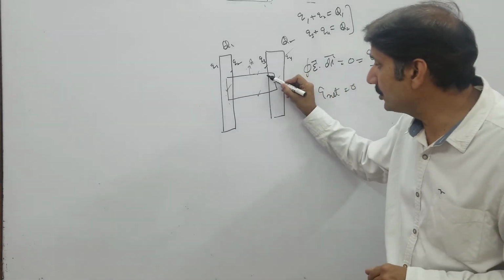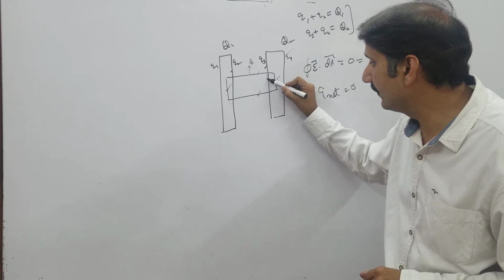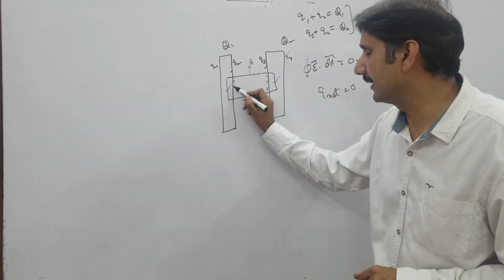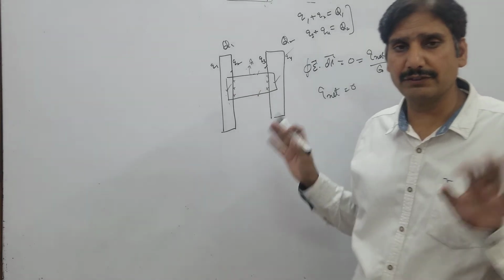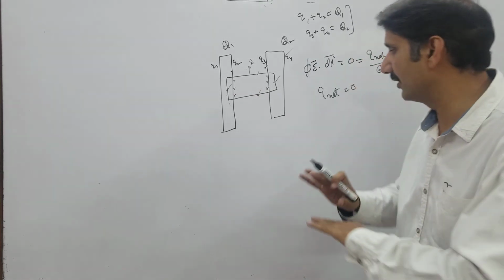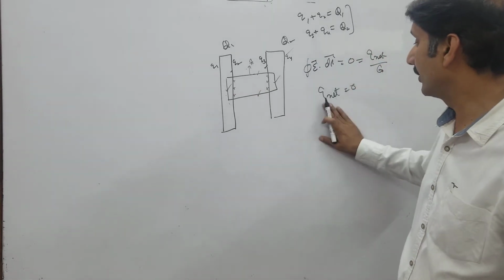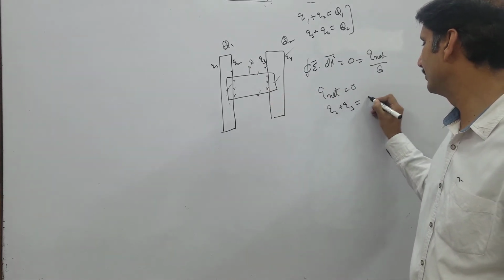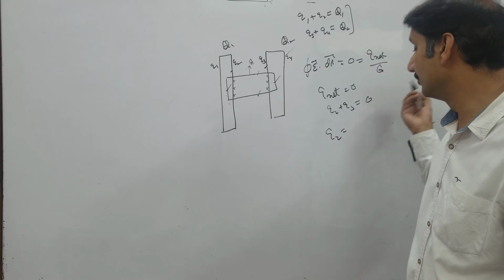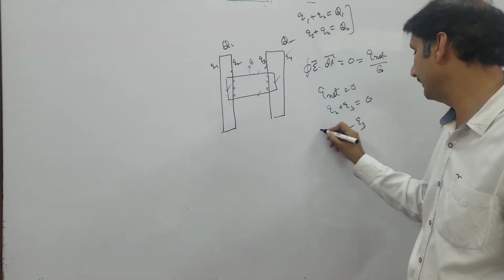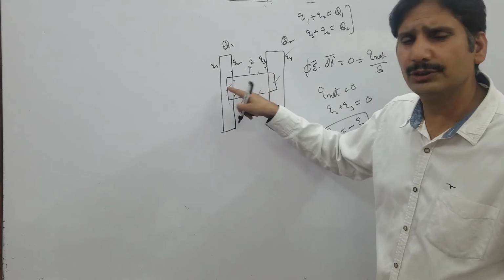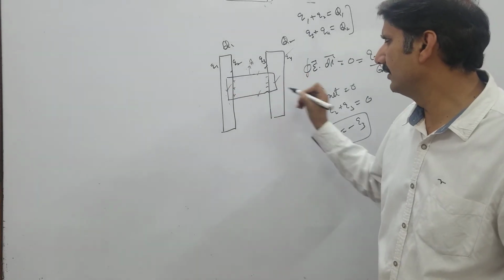That means whatever charges are there over here, and whatever charges are over here, I don't know which of them is positive, which of them is negative. I am ignoring that fact. So Q net is 0. This means that q2 plus q3 should be equal to 0. That means q2 should be equal to minus q3. So I can now say, okay, let's assume q2 is positive, then q3 would be negative.